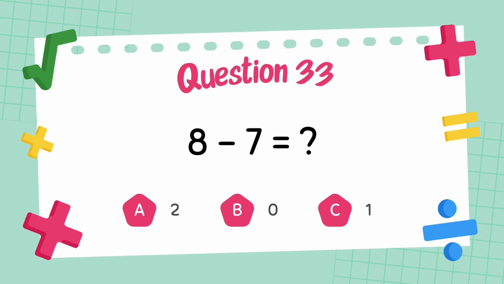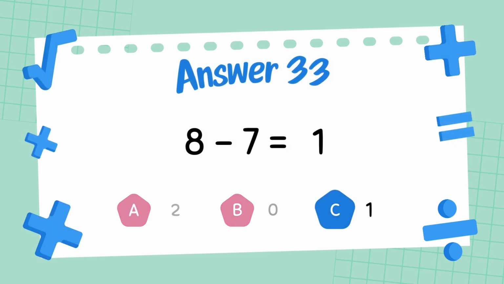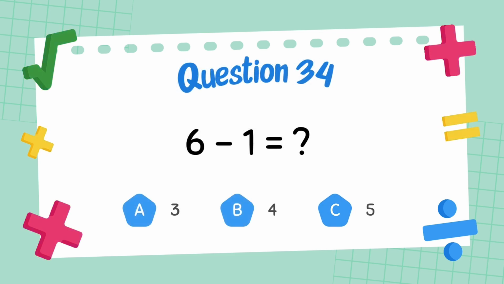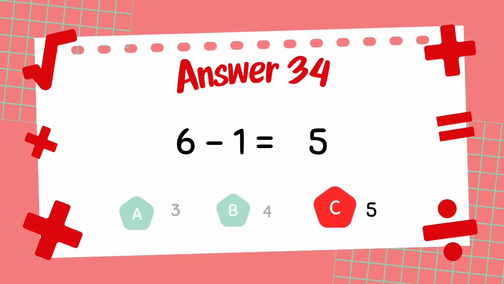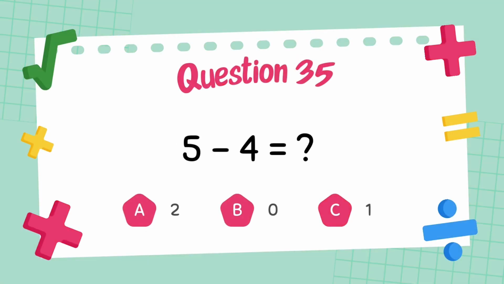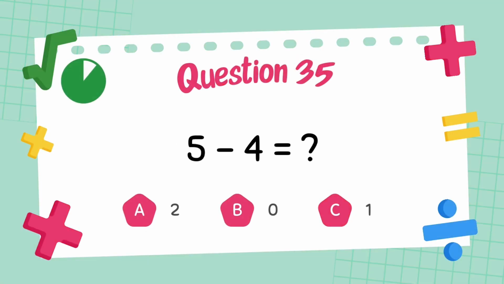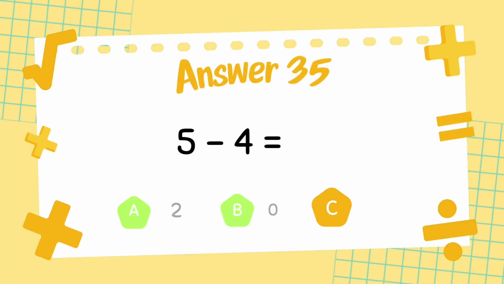What is 8 minus 7? The answer is 1. What is 6 minus 1? The answer is 5. What is 5 minus 4? The answer is 1.